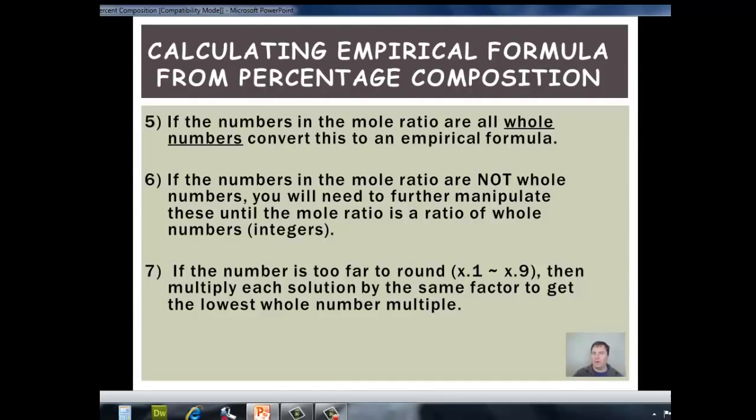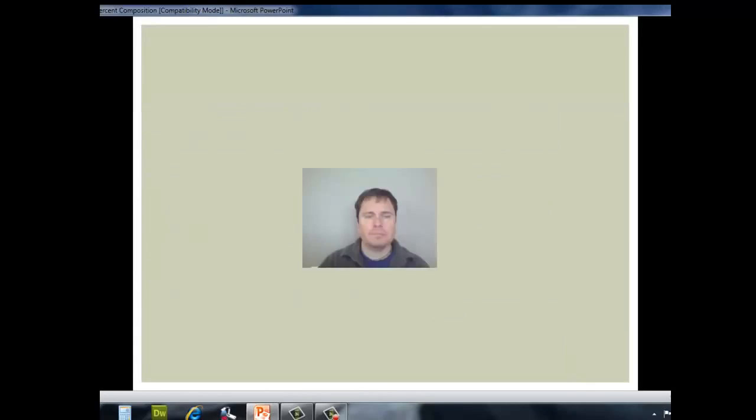So if you have 1.5, if I multiply that by 2, it's going to give me 3. Then I have to multiply all the others by 2 as well. If it's 1.33 and I multiply it by 3, that gives me a whole number ratio there. Then I have to multiply all the other ones by 3. We'll get more practice on this in class.